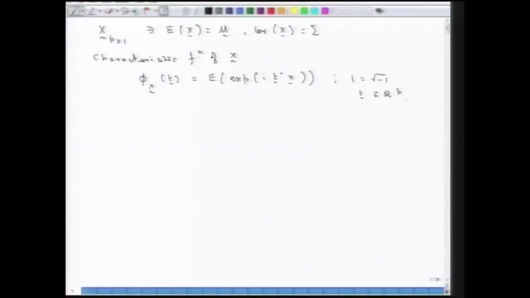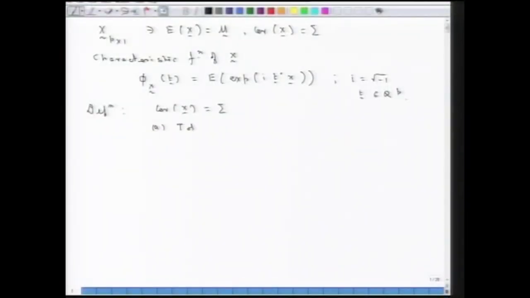Sometimes a quantity is used to condense the information present in this covariance matrix sigma. We'll just put the following two quantities as definitions. Suppose the covariance matrix of x is sigma, a p by p matrix. It is a symmetric matrix, so the total number of unknown quantities in this matrix is p into p plus 1 by 2.